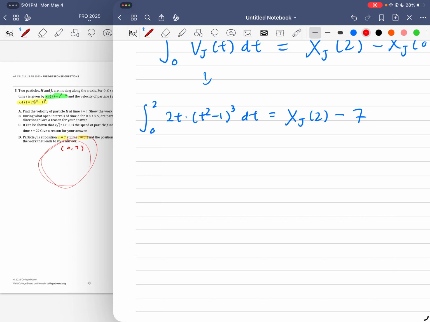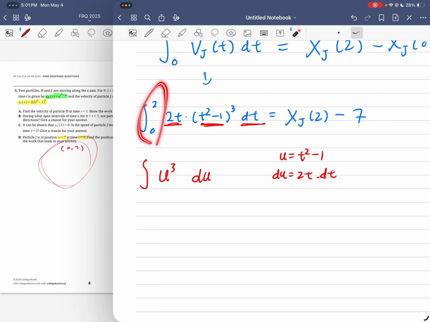Looks like this one is a u substitution. So let u equal t squared minus 1. So du equals 2t dt. So always deal with this one, du. And that's considered as u to the third power.